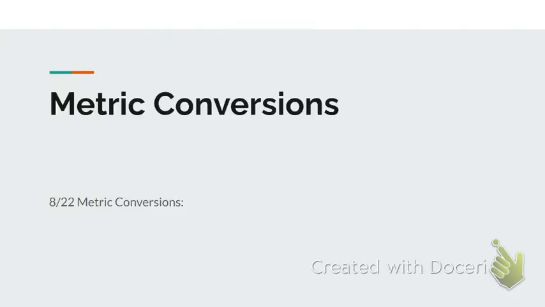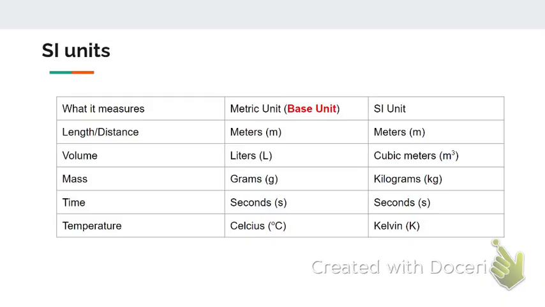Okay, so we're going to cover metric conversions. The first thing about the metric system: here are the units that we use for each particular thing that we can measure. For length, we measure in meters for the metric system, volume in liters, mass in grams, time in seconds, and temperature in Celsius.